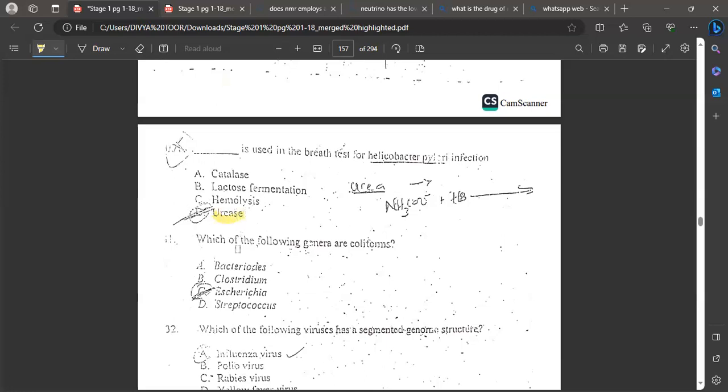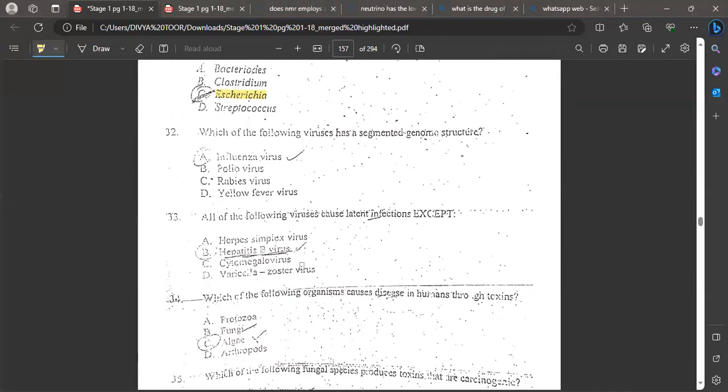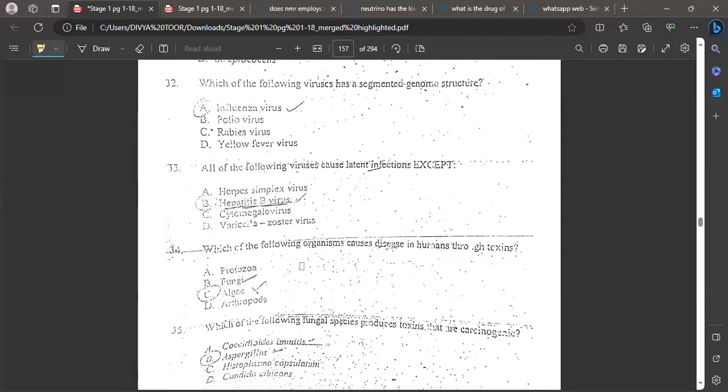And then, which of the following genera are coliforms? Okay, looks like it. Which of the following genera are coliforms? I feel like coliforms are those ones found in the colon. Yeah, it's what you're thinking. I wasn't sure, so we'd go with E. coli, because it's the one in the GIT. Yeah, good.